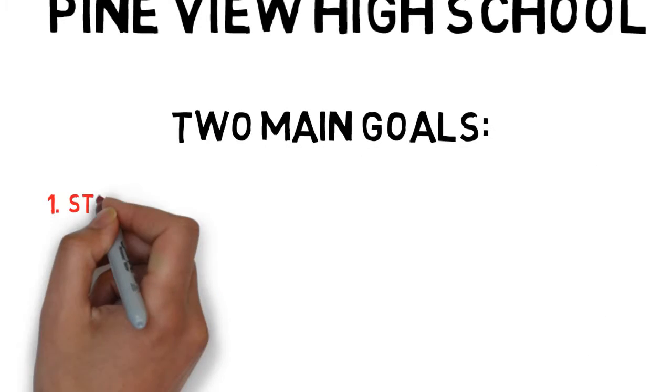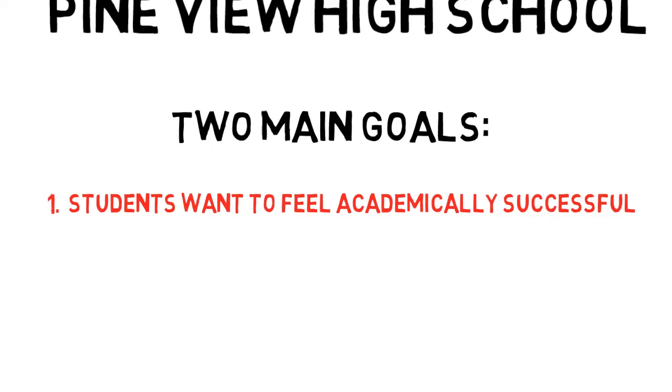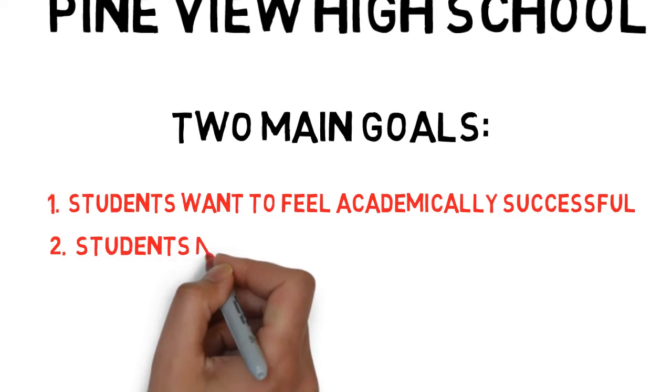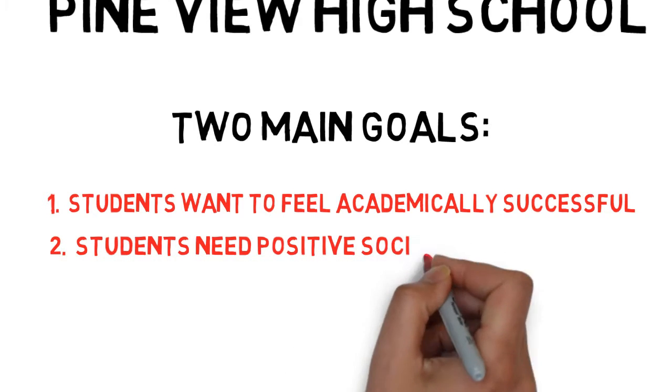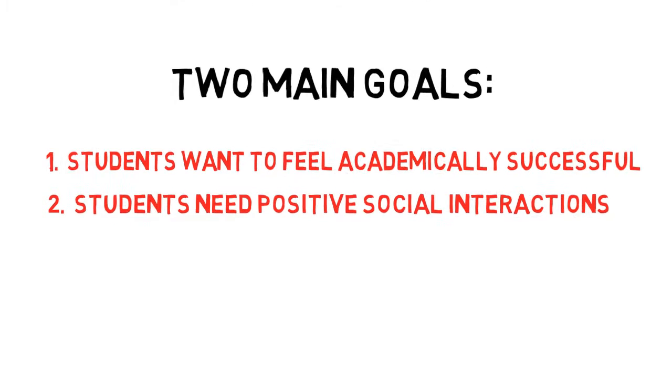Number one, students want to feel academically successful at school, meaning that the content and the pace needs to be just right for them. And goal number two, students need positive social interactions with both peers and with teachers. And I've kept these two goals in mind when designing my blended learning classroom throughout the school year.